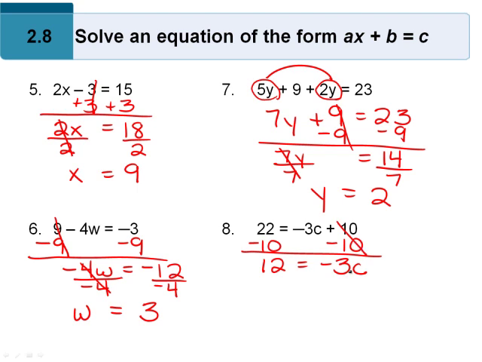So now you need to get rid of that coefficient, negative 3. So we're going to divide by negative 3 on both sides. So the negative 3's cancel. So c comes down, and it equals 12 divided by negative 3 is going to give me negative 4.